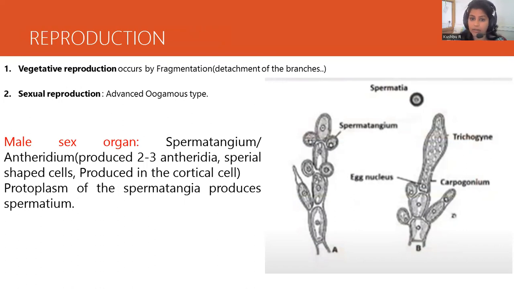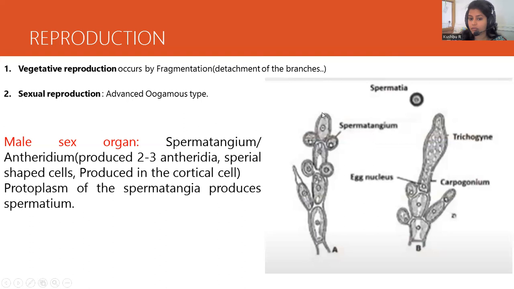To speak about the male sex organ, it is called the spermatangium or antheridium. Spermatangium produces spermatia. This is how the spermatangium looks, and it has the capability to produce about 2 to 3 spermatia, which are spherical, immotile cells produced from the cortical layer. Spermatangium is always rich in protoplasmic content, capable of producing spermatia.